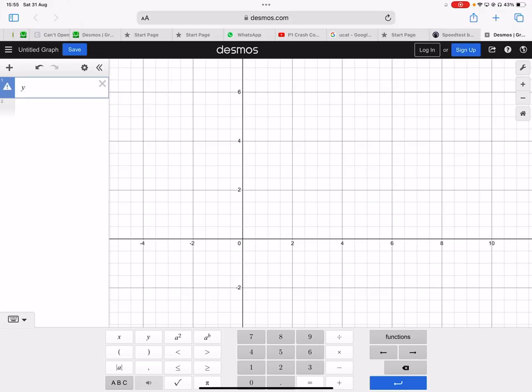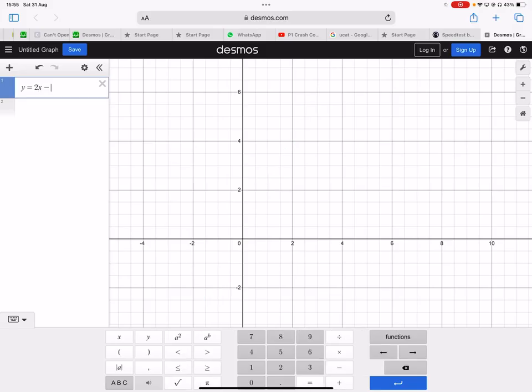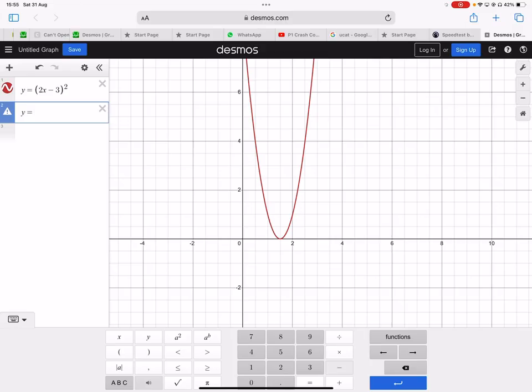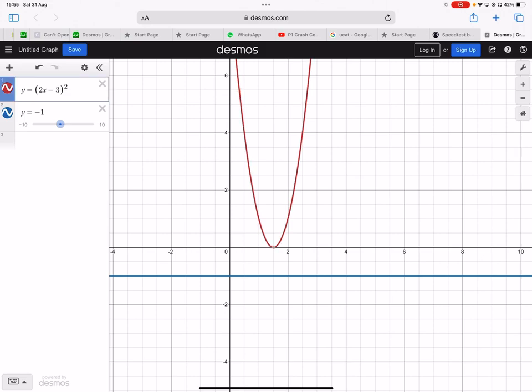You'll have this available. Just write down those two functions. Y equals 2x minus 3 whole squared. That's one function. And the line is y equals minus 1. You see, they're not intersecting, right? So that means there are no solutions. So you can look at it graphically as well. Just input those functions in Desmos and see if they have any points of intersection or not. Make sense?